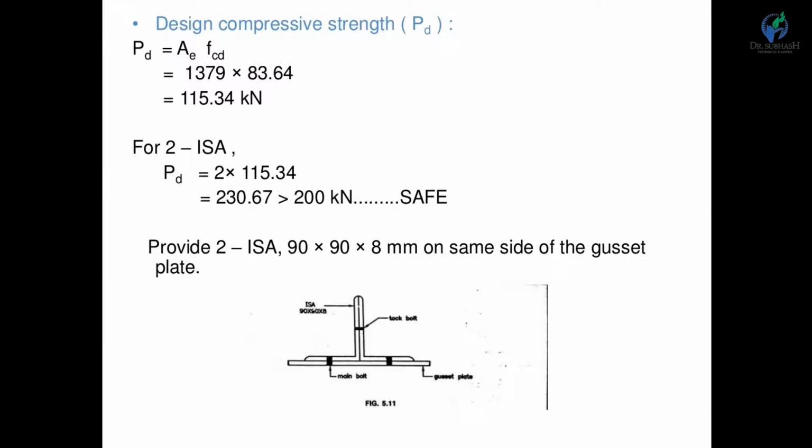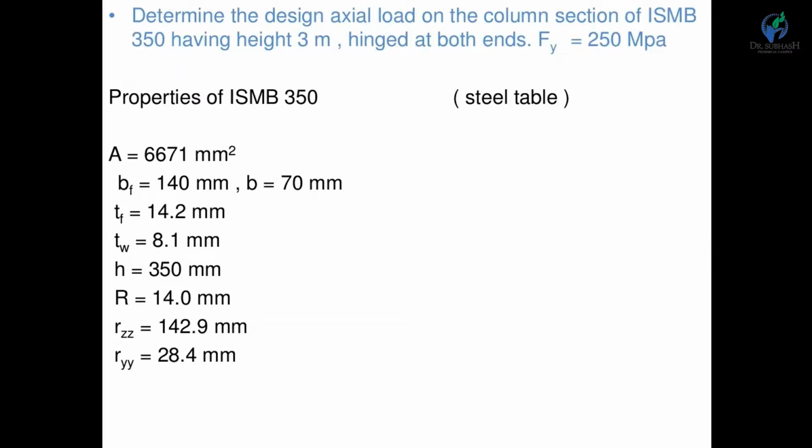Next we start analysis of a column. The data for the analysis of the column: determine the design axial load of a column section ISHB 300 having a height of 3 meters, hinged at both ends, Fy equal to 250.